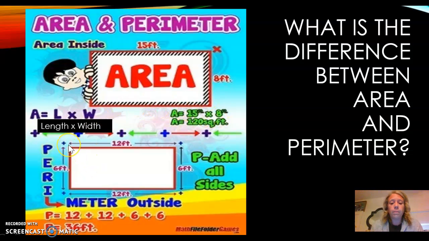Below, we have perimeter. Now, perimeter is the measure outside of something, so we're looking all around this rectangle. If you have a figure that has more than 4 sides, you would add up however many sides you have. But for this example, we're going to add up 6 feet plus 12 feet plus 6 feet plus 12 feet to give us a total of 36 total feet. I'll show you another way to find perimeter later on in this video.